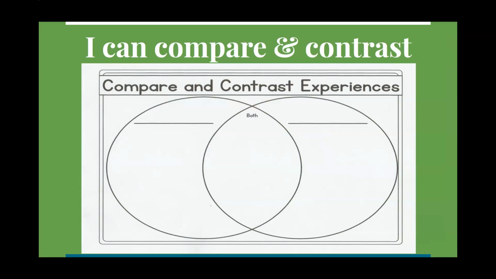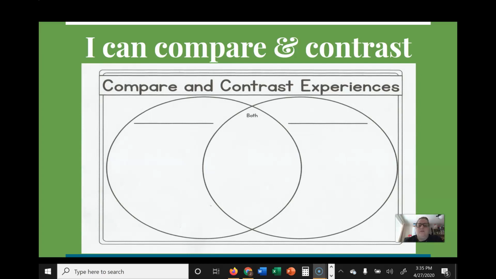Okay, now that we finished listening to the two stories, we're going to use our Venn diagram and we're going to compare and contrast. So you're going to put on one the gingerbread man and the other one the gingerbread girl, and on the outside of the circles, we're going to do what is different about the stories, the events.